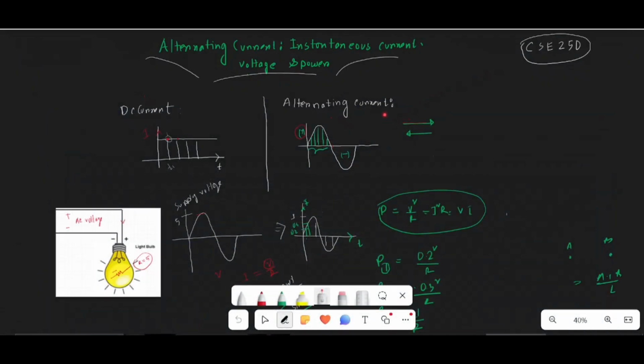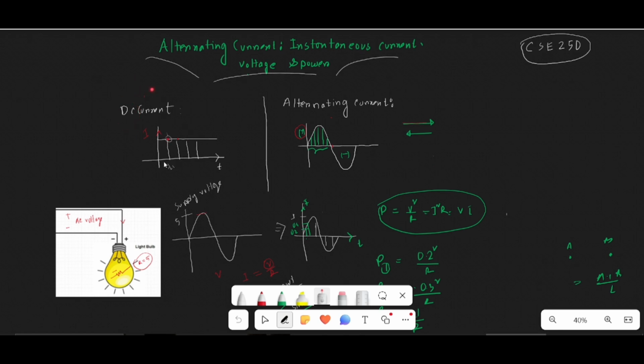Today, we actually talk on alternating currents, instantaneous current, voltage, and corresponding power. Before diving deep, we first take some idea about what DC current and alternating current mean and their differences. We might know from the previous lesson of this course, CSC 205, what DC current actually is. DC current represents D for direct and C for current.